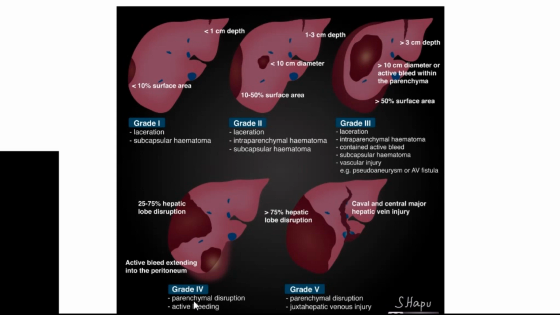liver. Okay, and grade 4, when the bleeding is no longer contained, it has extended into the peritoneum, or the disruption is about 25 to 75%. But in grade 5, the disruption is more than 75%, or it could involve the major vessels, whether the inferior vena cava or the hepatic veins. Okay, that's about the grading for the liver injury.